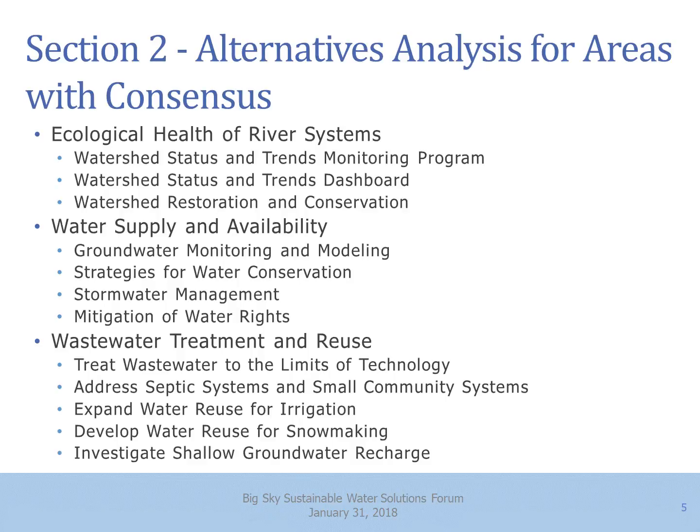Within section 2, which is the alternatives analysis for the areas of consensus, we have our 3 focus areas, which are the ecological health of the river systems, water supply and availability, and wastewater treatment and reuse. So in the ecological health of the river systems, the alternatives that the group agreed on was a watershed status and trends monitoring program, a watershed status and trends dashboard, and then watershed restoration and conservation. Within the water supply and availability focus area, areas with agreement included groundwater monitoring and modeling, strategies for water conservation, stormwater management, and mitigation of water rights.